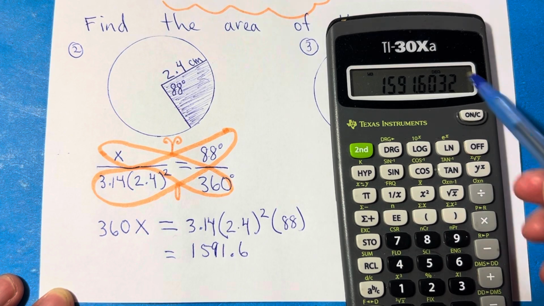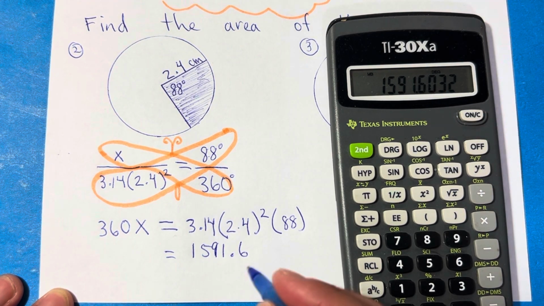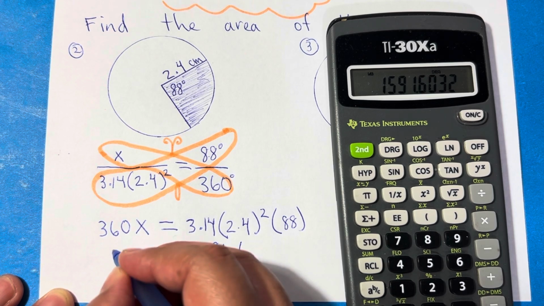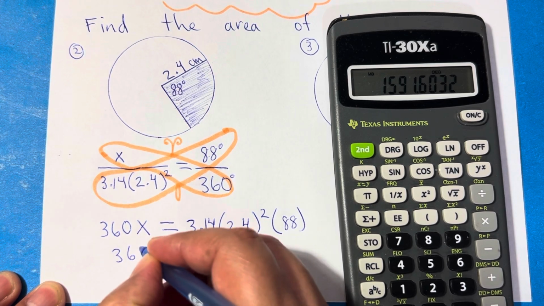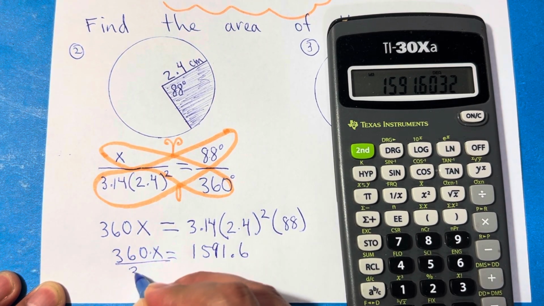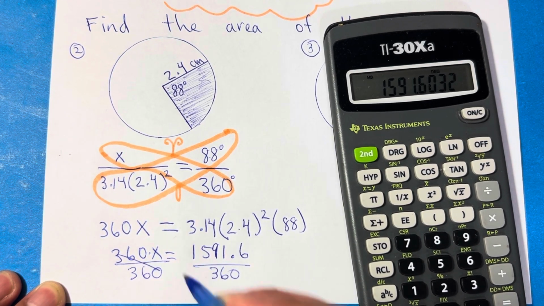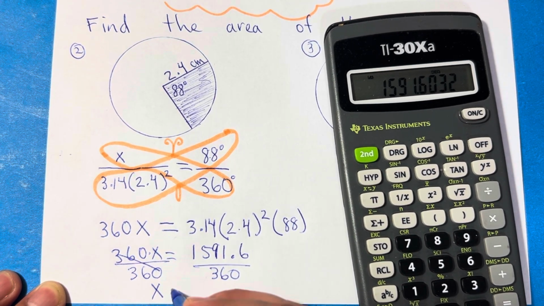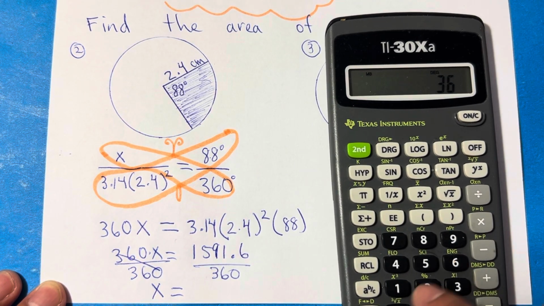1591.60. The digit after is a 3, so it doesn't give anything to the 0, so the 0 stays. You can put it or not put it; a 0 to the right does not make any difference. So bring down 360x. If we're multiplying, the opposite of multiplication is division. We divide on both sides. In here it cancels, and x equals just divide that by 360.